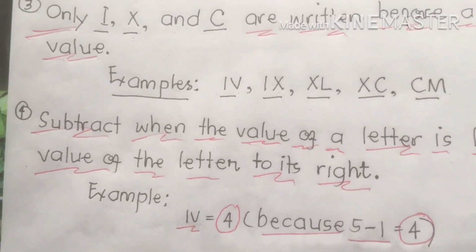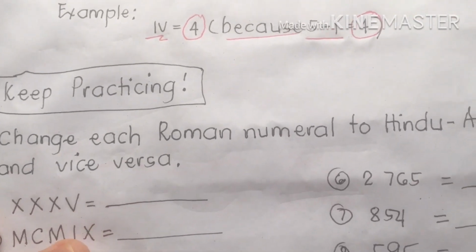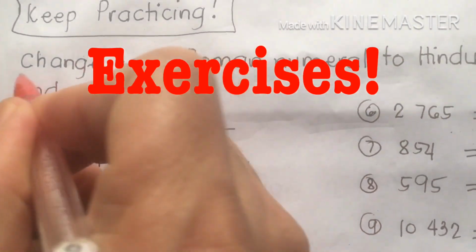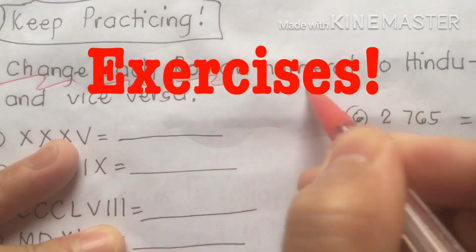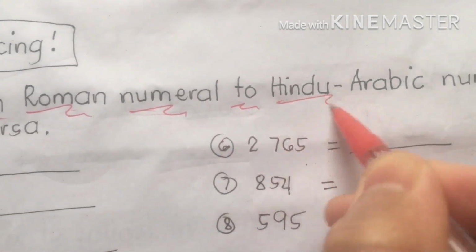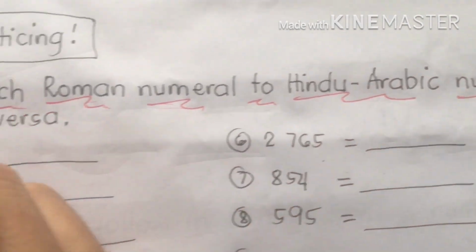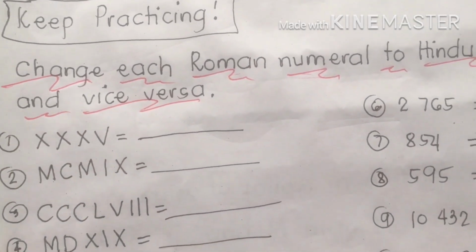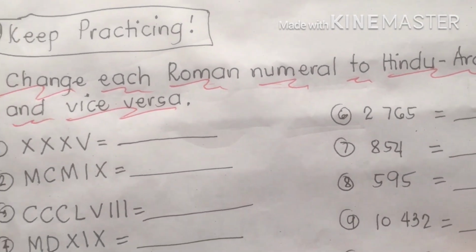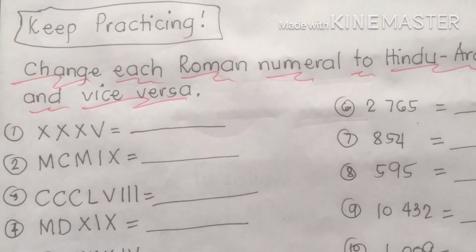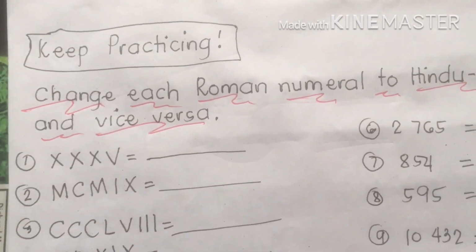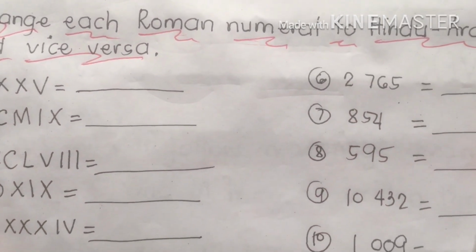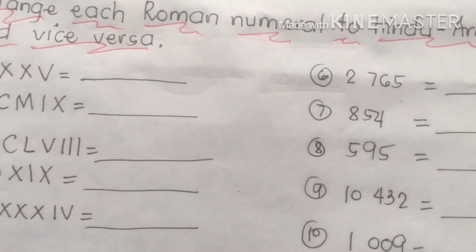Okay? Here we go, class. Time to check our understanding. Keep practicing. Our challenge today is to change Roman numerals to Hindu-Arabic numerals, and take note, vice versa: Roman numeral to Hindu-Arabic, and Hindu-Arabic to Roman numeral. Okay, that's our challenge for today.